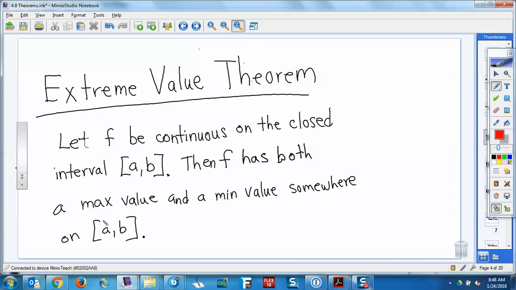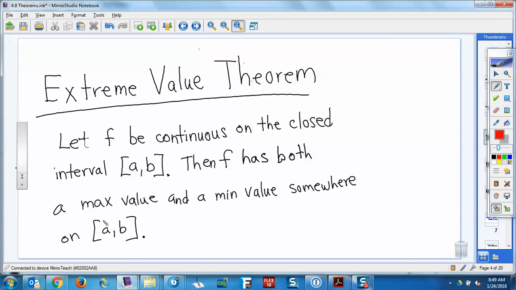That's what this is saying. Think about it. If you know the graph doesn't ever jump, right, no breaks, no holes, and there's a left endpoint and a right endpoint, if you know that, then there has to be a high spot and there has to be a low spot.